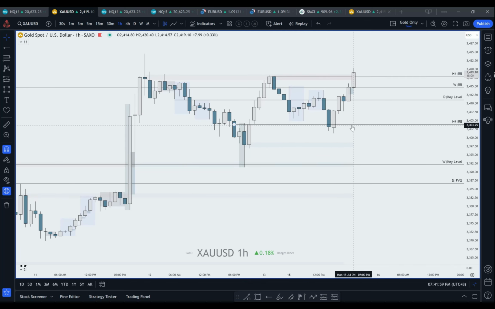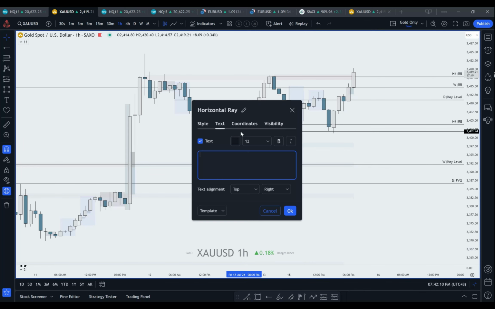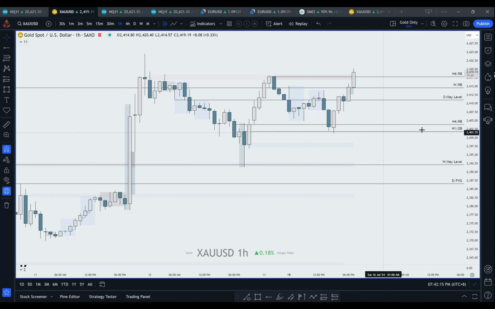What we have is the H4 rejection block. But if you notice, this H4 rejection block is exactly at the H1 order block. So this is where I was looking for the long entry today.